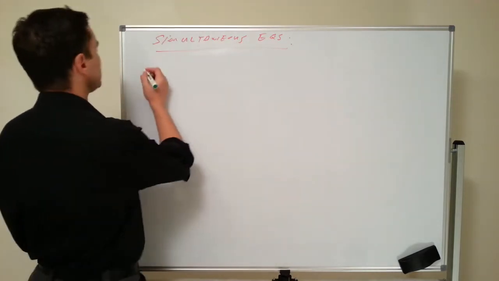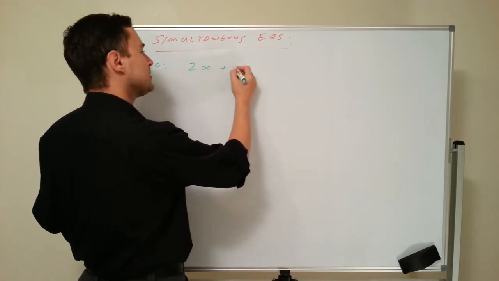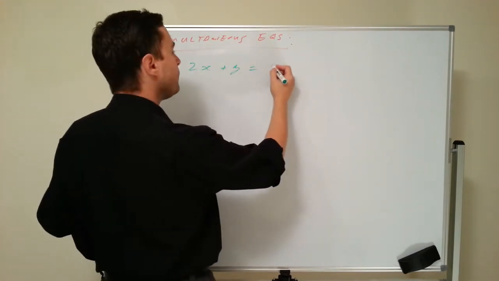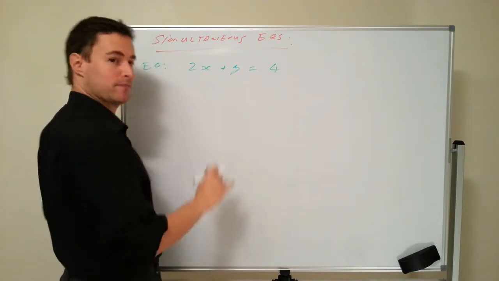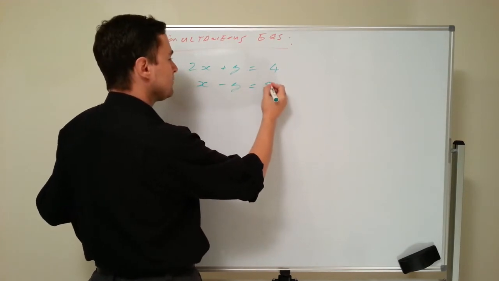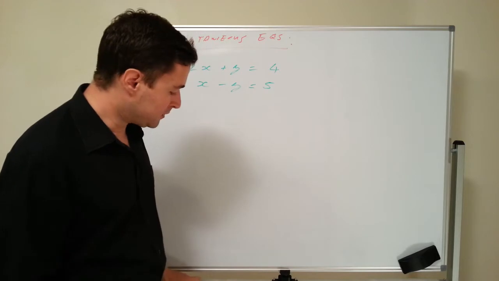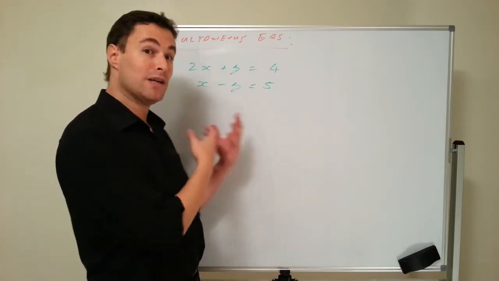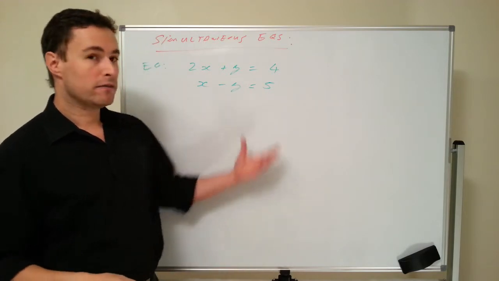Okay, so let's look at this one, e.g. Solve 2x plus y equals 4, and I'm going to write this underneath, lining up the variables. x minus y equals 5. Now, the reason why I write them underneath, lining up the variables, is because the method that I'm going to be using to solve linear simultaneous equations is the method of cancelling.